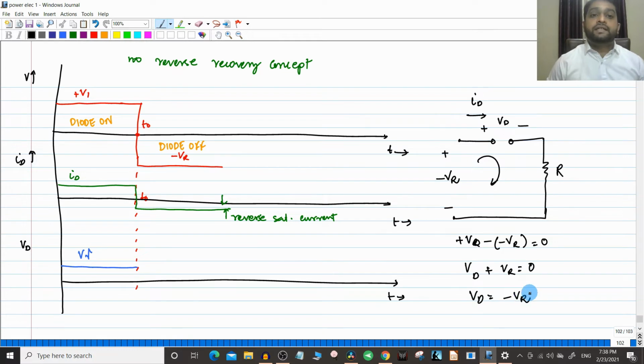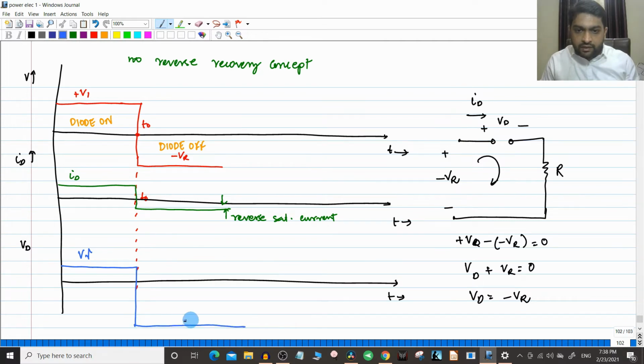So when the diode is in its turn off condition, what is the diode voltage? It is minus VR. This value is minus VR, so that we will draw here. The diode voltage in its turn off condition, when the diode is turned off, will be minus VR. Okay. So that is the concept. So these are all the characteristics, that is input voltage, diode current and diode voltage, without the reverse recovery concept.